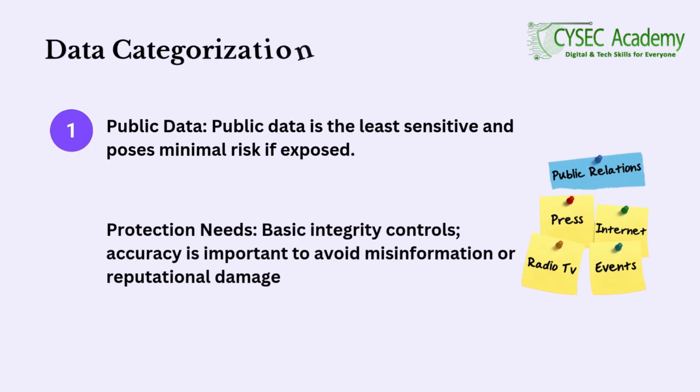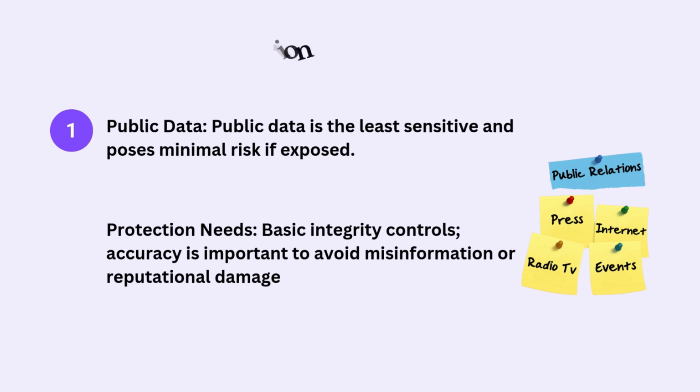1. Public data. Public data is the least sensitive and poses minimal risk if exposed. Examples include industry reports, marketing materials, press releases. The protection needs for this data are basic integrity controls. Accuracy is important to avoid misinformation or reputational damage. And this is open to the public or external stakeholders.